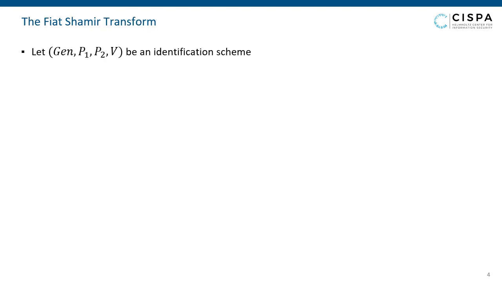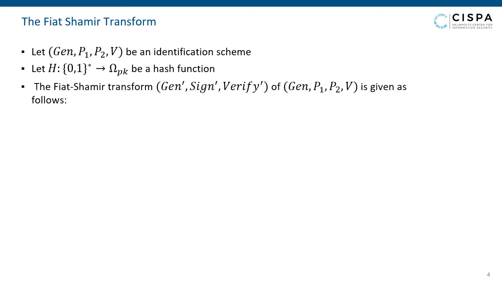So let's take an identification scheme. And the proposal of Fiat and Shamir was to use a hash function as this function, which maps a pair of first message and the message we want to sign into such a challenge R. So the Fiat-Shamir transform Gen', Sign', Verify' of this identification scheme Gen, P1, P2, V is given as follows.